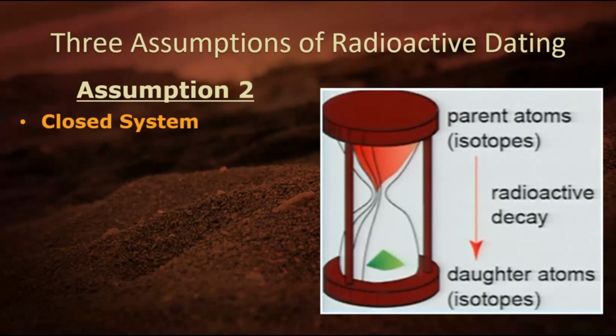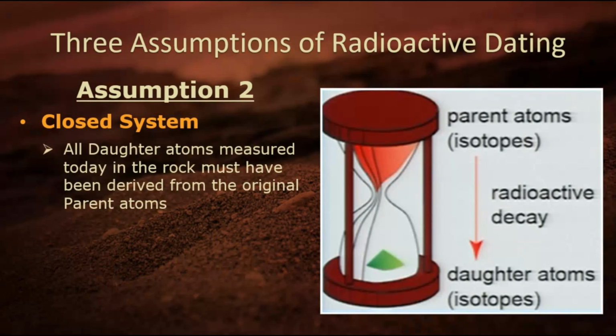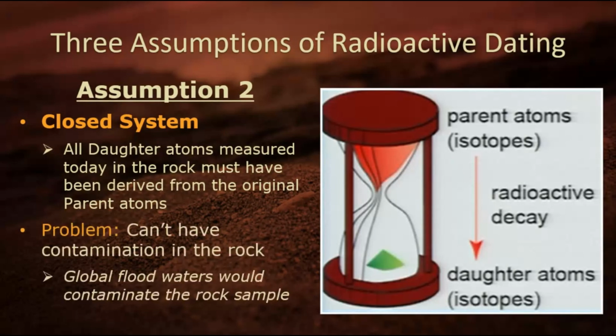Assumption number two, closed system. All daughter atoms measured today in the rock must have been derived from the original parent atoms. The problem is you can't have contamination in the rock. What happened during the global flood? You had global floodwaters and tsunami waves of deposits and rocks going on all the lands, covering it 25 feet deep. So the global floodwaters could contaminate your rock sample.